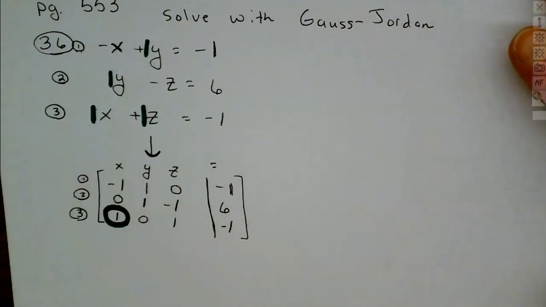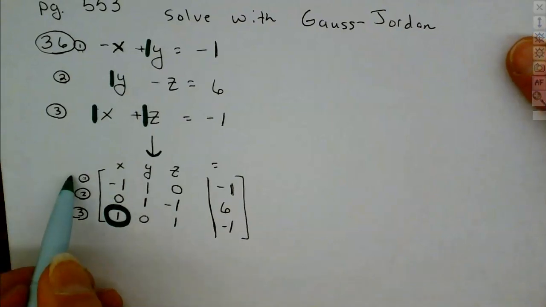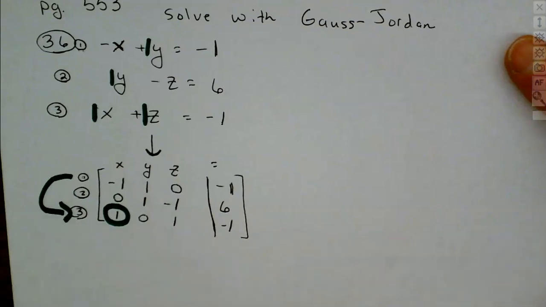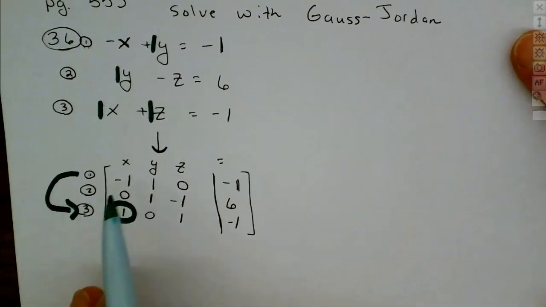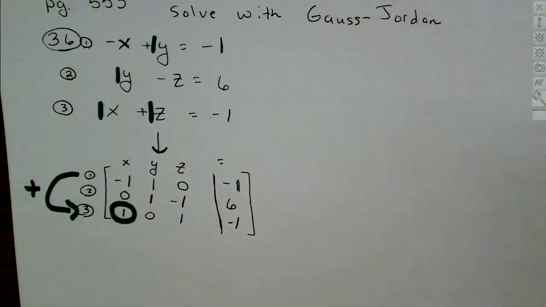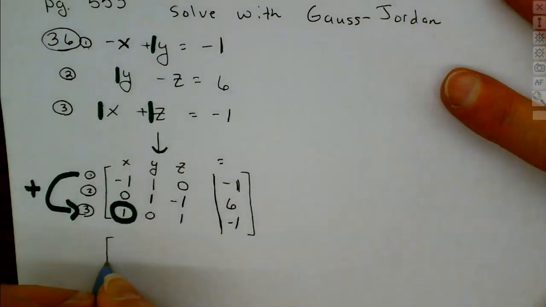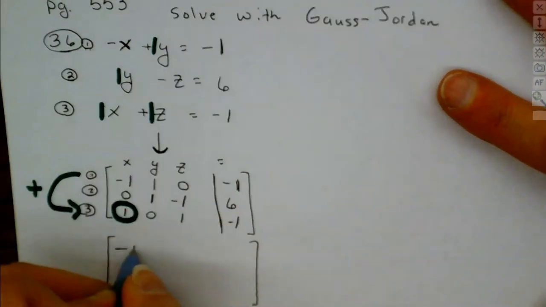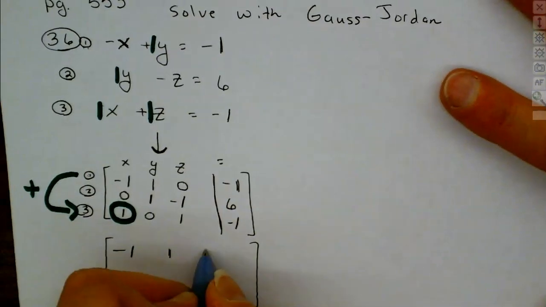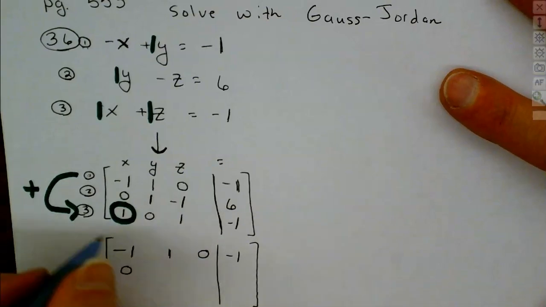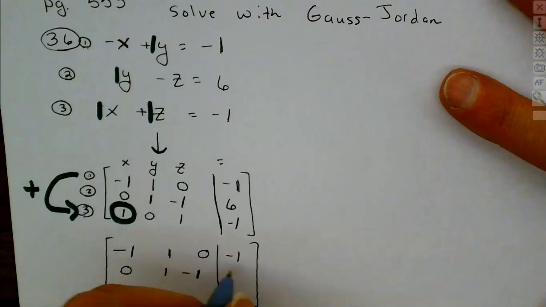Okay? Now, what I can do is I can add rows together. So what would happen if I took the first row and I added it to the second row? What would happen if I add this to that? That's a 0, and that's what I want. Okay, now you do one row at a time. So the first row and second row, they get copied. So the first row is -1, 1, 0, -1. And then we have 0, 1, -1, and 6.